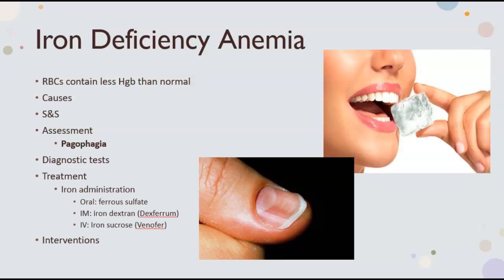Interventions: your medication therapy is going to be important. Make sure to plan for rest periods because these patients can get fatigued. Nutritional needs: they need to increase their iron intake. So, dark green vegetables, eggs, liver, shellfish, iron-enriched breads and cereals, those all have iron in them. And again, educate them on that stool color change.